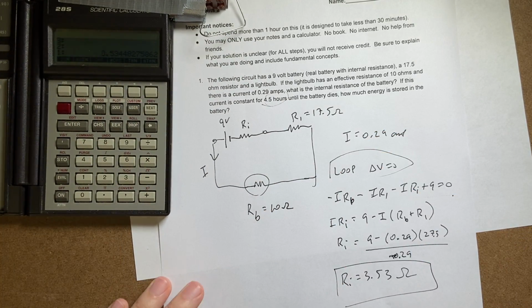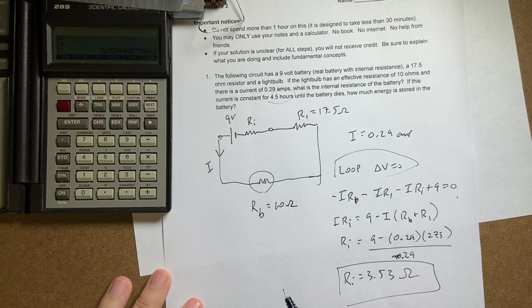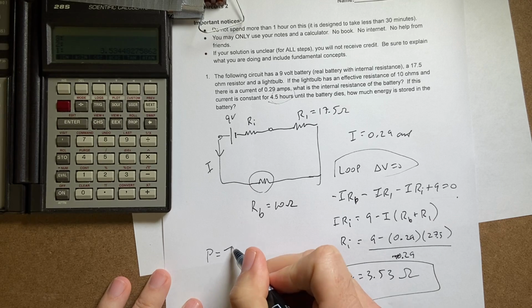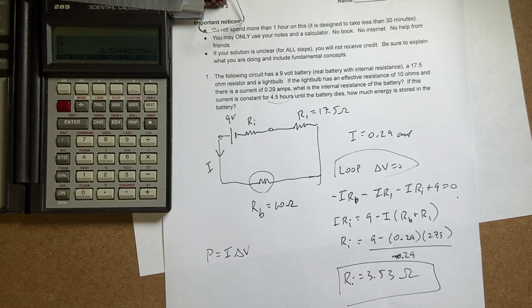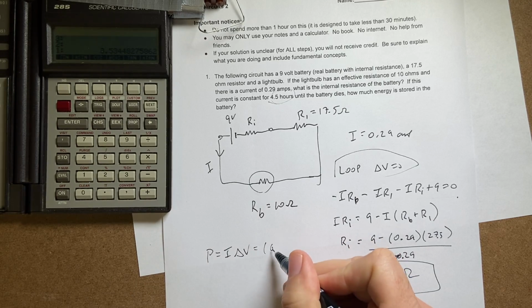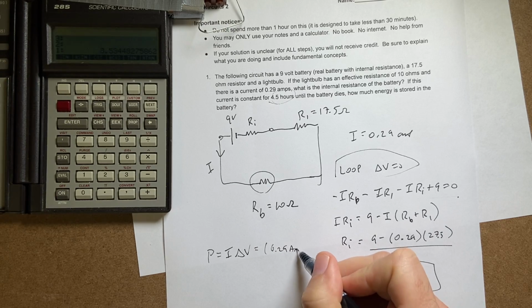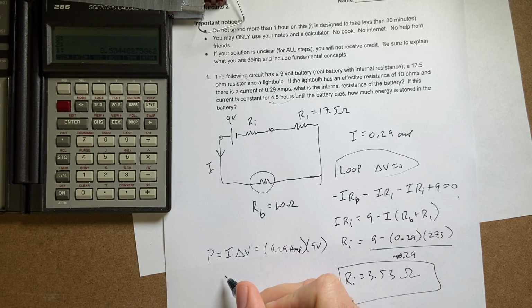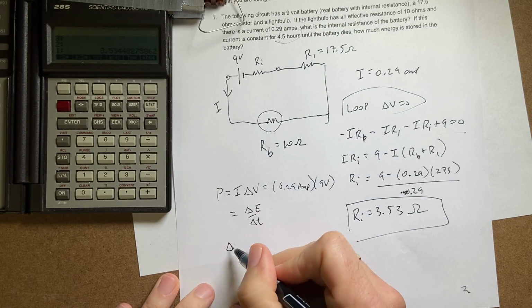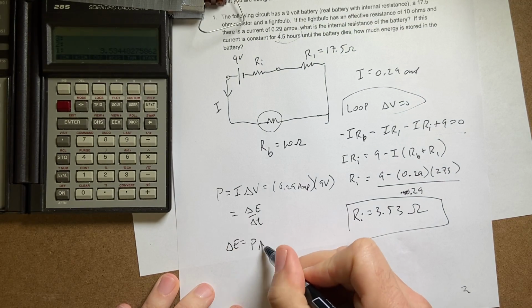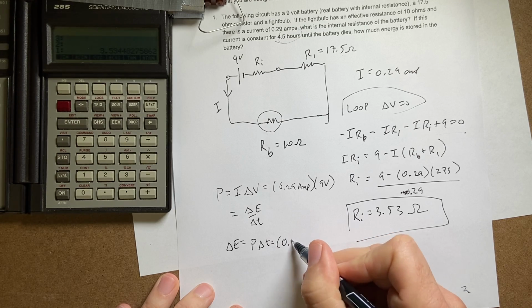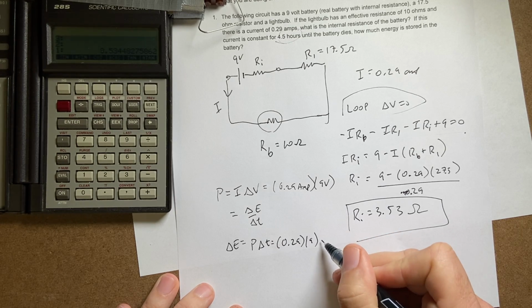Okay, so the battery dies, so I can first calculate the power through the battery. So power is I delta V. And so that's going to be equal to 0.29 amps times 9 volts. So the power from the battery is going to be that. And power is also change in energy over the change in time. So if I multiply both sides by delta T, I can get the energy. So delta E equals P delta T. So it's going to be 0.29 times 9 times the time.